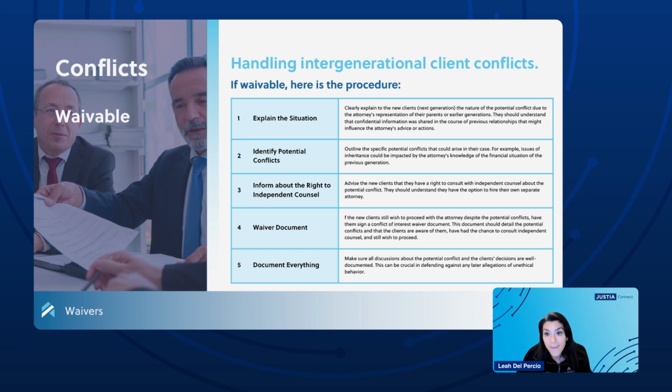Chances are they're not going to care. They're still going to want to work with you. Your mom and dad's lawyer, they trust you. And usually mom and dad sometimes will pay or things like that.